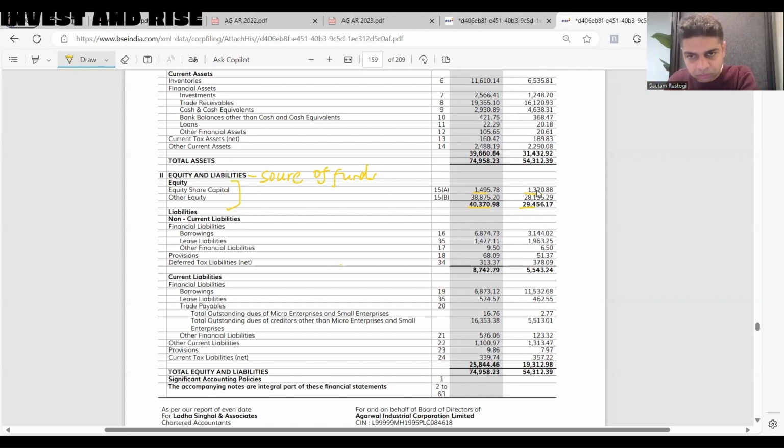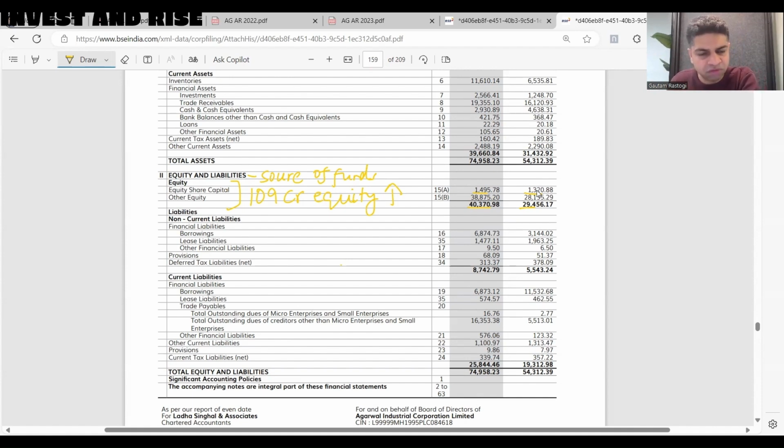So there is a 109 CR equity addition. Matlab, through their own profits, that is one source of capital. All right. First source.